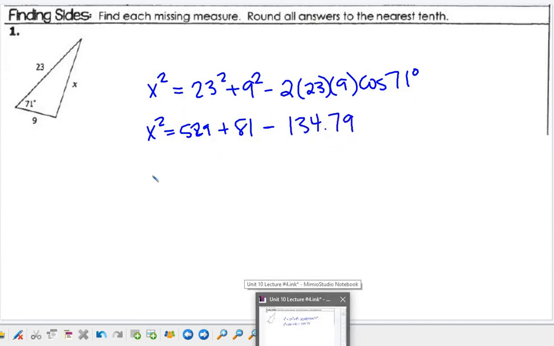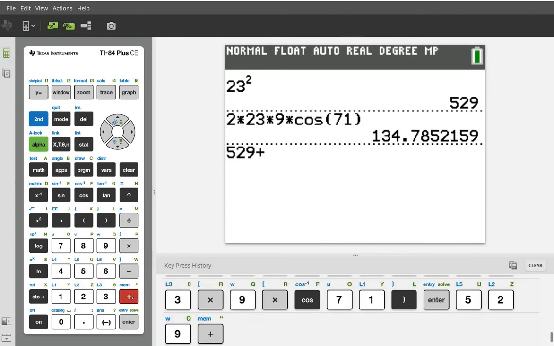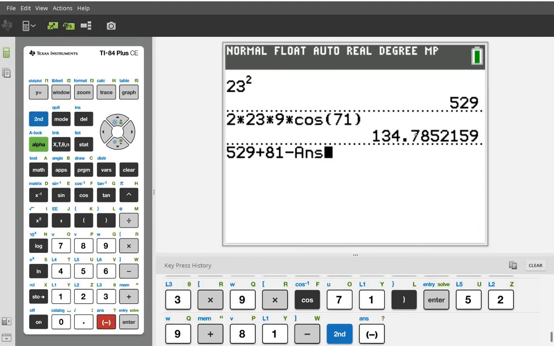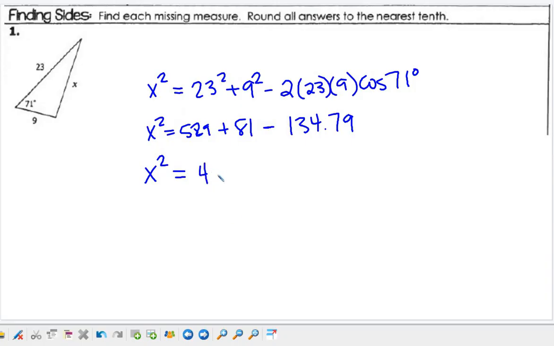Okay, so we don't want to round this, so we're going to do this in the calculator. So I'm going to do 529 plus my 81 minus second answer, which is this answer here, and that gives me approximately 475.21. I knew the first one wasn't right.